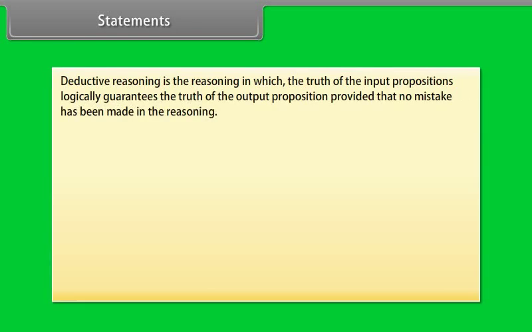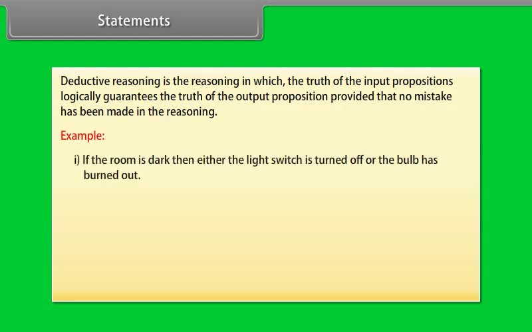Deductive reasoning is the reasoning in which the truth of the input propositions logically guarantees the truth of the output proposition, provided that no mistake has been made in the reasoning. Example: a reasoner who infers from the belief, 1. If the room is dark, then either the light switch is turned off or the bulb has burned out. 2. The room is dark. 3. The light switch is not turned off. To the conclusion, the bulb has burned out.